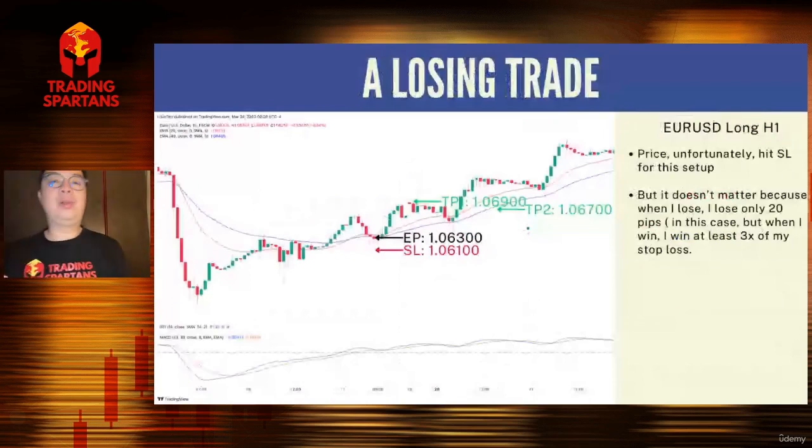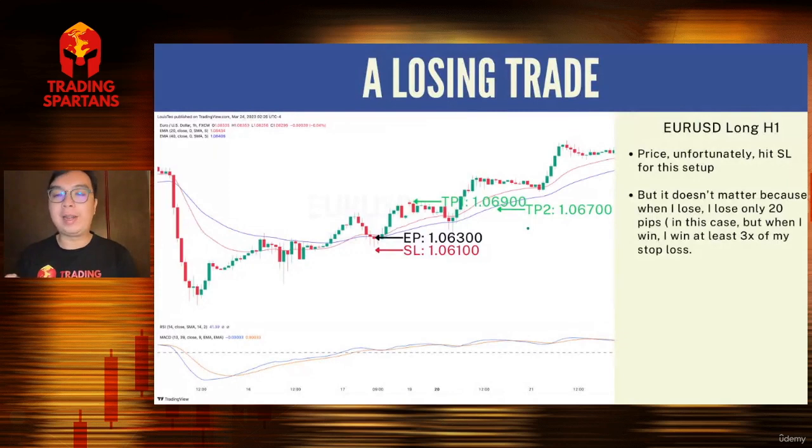Of course there are times that it doesn't work as well. I won't tell you that this trade has a 100% winning probability, because it is not. The win probability is around 35 to 45% only, and it depends on which market and which market condition you use this strategy in. For example, on euro dollar H1 chart, we went long, but unfortunately the stop loss was hit prematurely. In this case it doesn't really matter, because when I lose, I only lose 20 pips, but when I win, I win at least 3 times my stop loss.